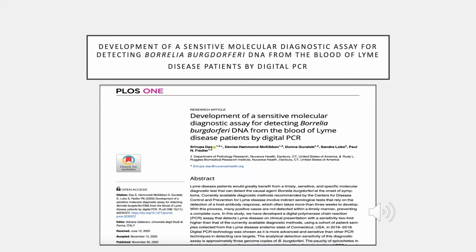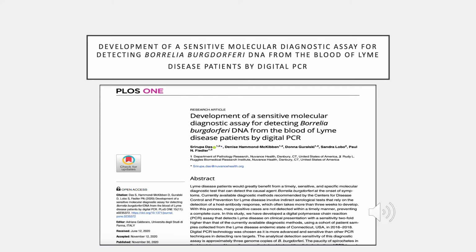For this project, I researched a study that was performed in 2020, which sought to develop a molecular assay that could detect Borrelia burgdorferi genes in the blood of Lyme disease patients by digital PCR.